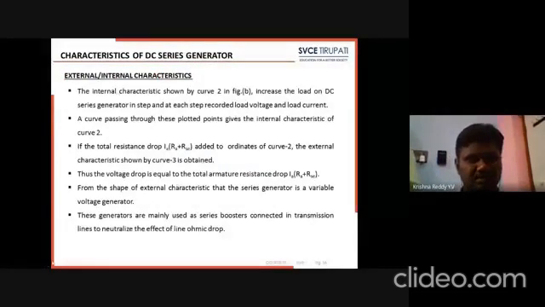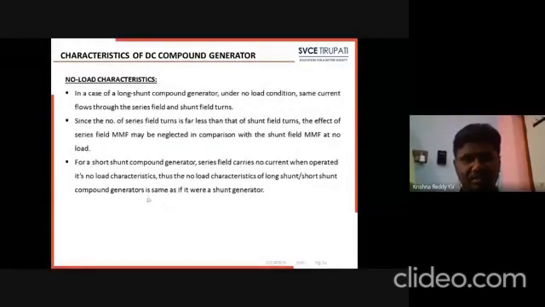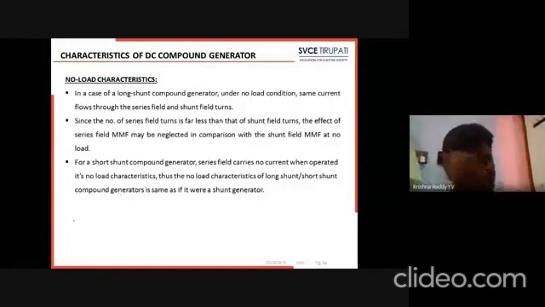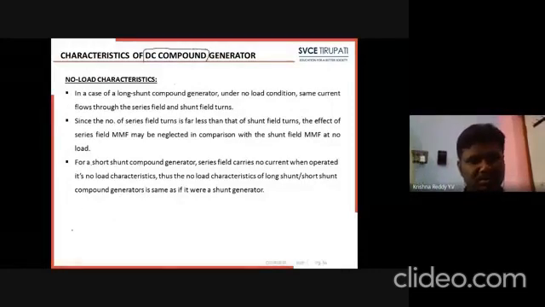Okay, next. Characteristics of DC generator, we have already seen. Now characteristics of DC compound generator. So what is a compound generator? What are the windings it consists of?